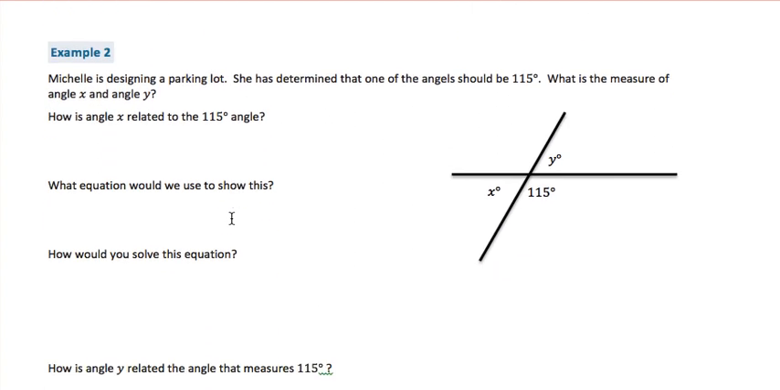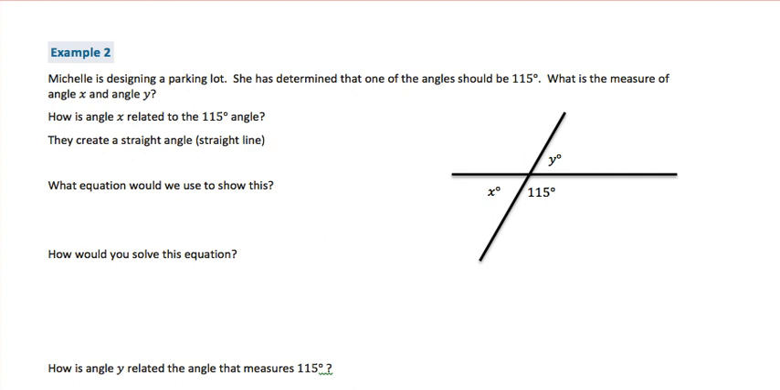Example 2, Michelle is designing a parking lot, and she has determined that one of the angles should be 115 degrees. The measure of x and y are what we're looking for. So angle x is related to the 115 degree angle in the fact that they create a straight line. Which is also what we call a straight line.